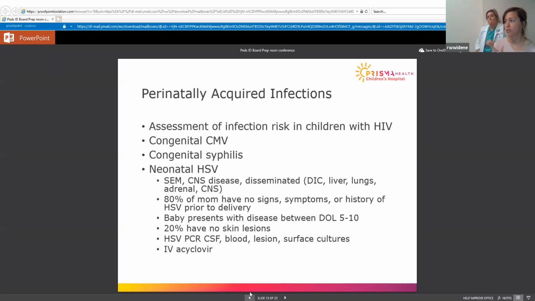Antibody is going to be maternal antibody up until age 18 months. So maternal antibody is going to persist in the baby, for both HIV and, nicely, for Hep C, up until age 18 months. And so to confirm infection in the baby on the boards, you want to do a PCR.